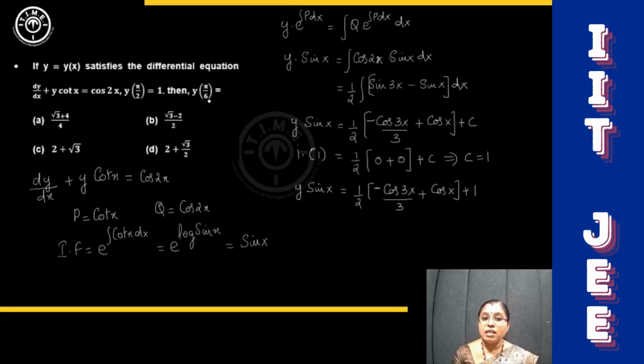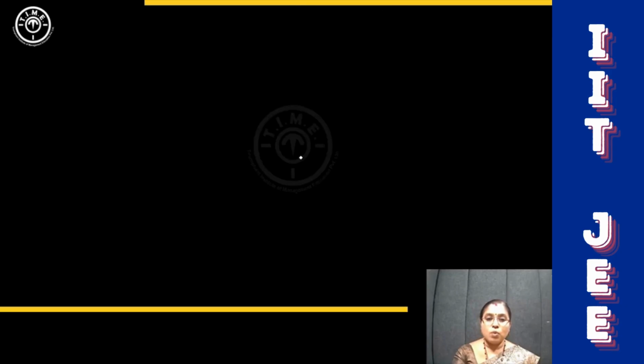Whenever x is equal to pi by 6, we have to find the value of y. So let us find the value on the next slide. So when x is equal to pi by 6, we get y into sin pi by 6. Sin pi by 6 is 1 by 2, equal to 1 by 2 into minus cos 3 pi by 6 divided by 3, plus cos pi by 6, plus 1.